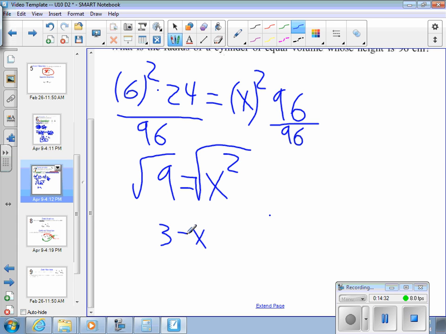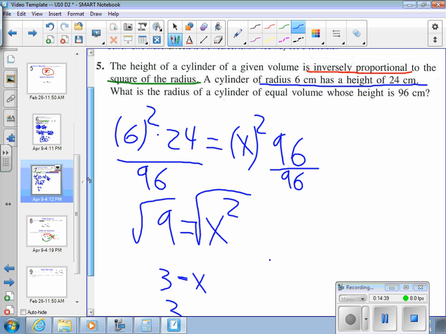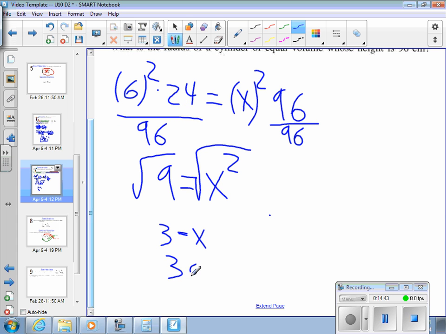So x equals 3. Let's look at our units. Radius is in centimeters. So that's 3 centimeters.